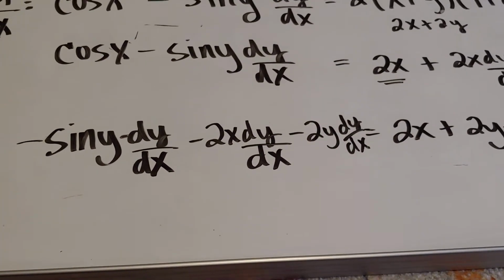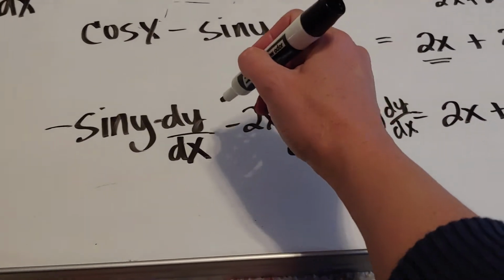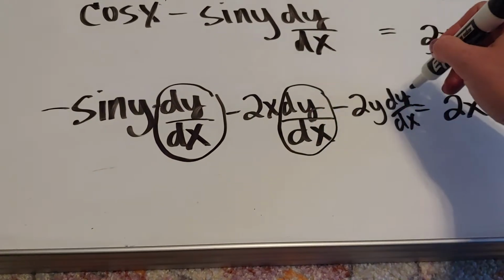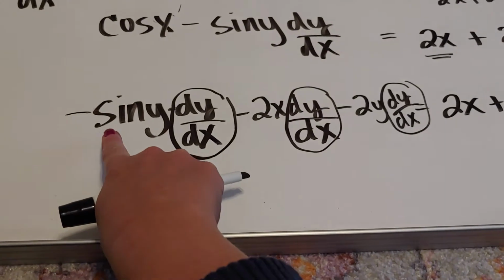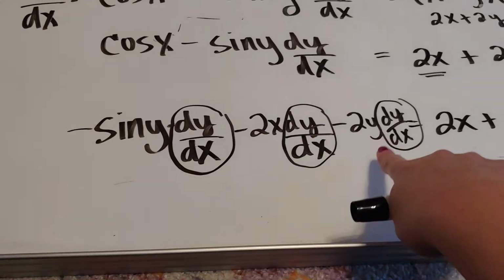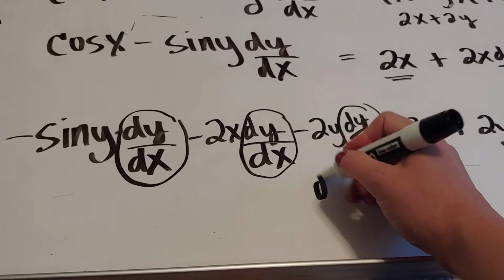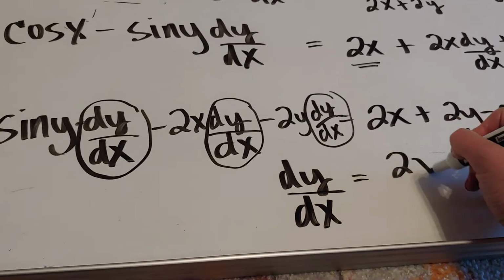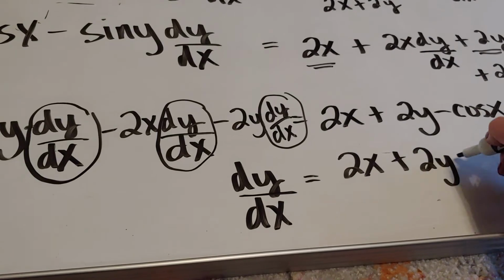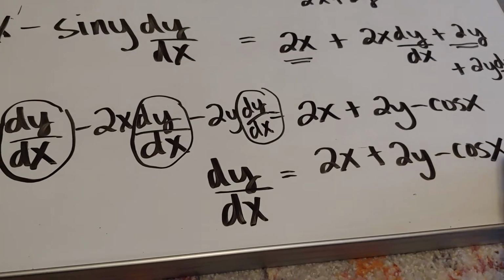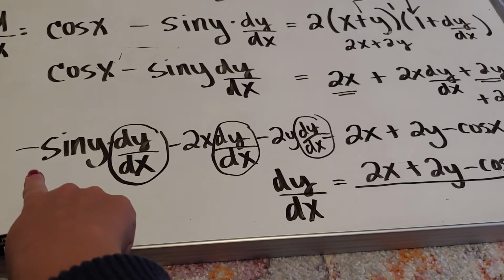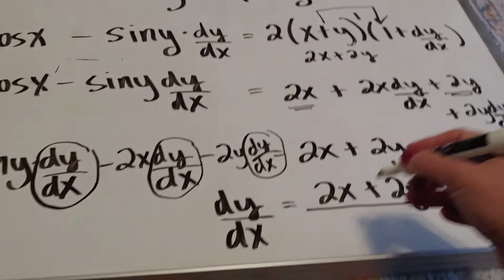Okay. Now, we're going to factor out the dy dx's, and then divide by what's left. So if you look at what's left, I'll have a negative sine y, a negative 2x, and a negative 2y. All right, so I'm going to do it all in one fell swoop. So I'll have 2x plus 2y minus cosine x over... Okay, when I factor this out, I'll have a negative sine y, a negative 2x, and negative 2y.